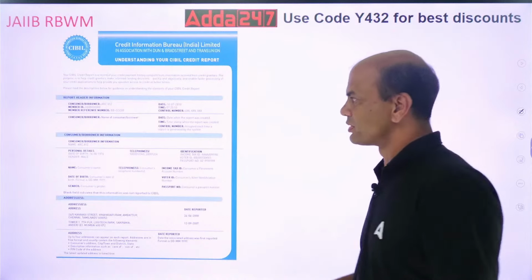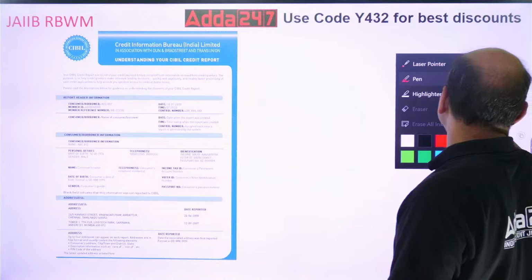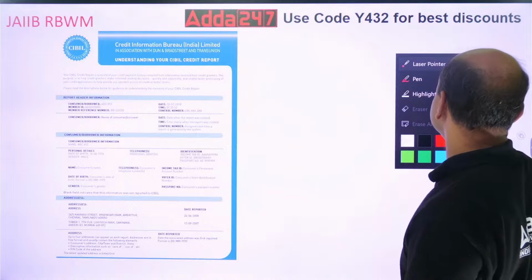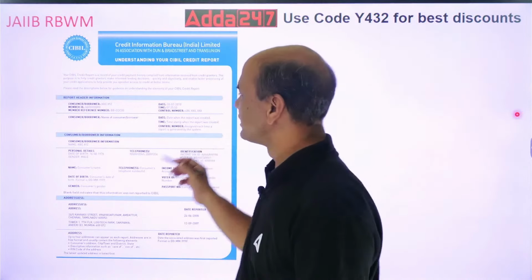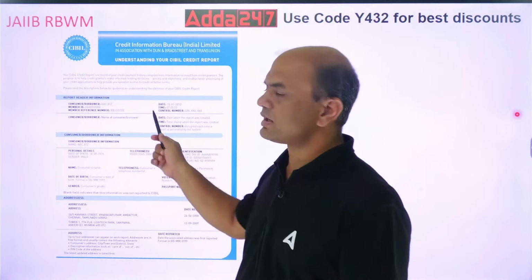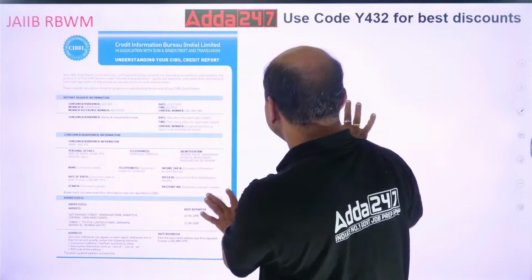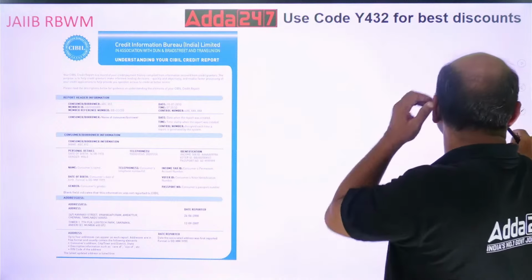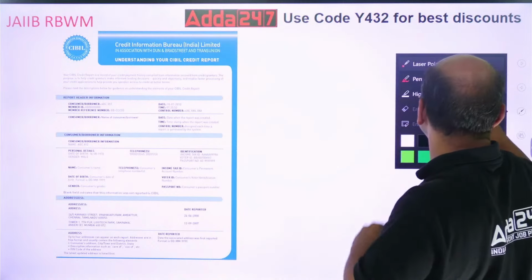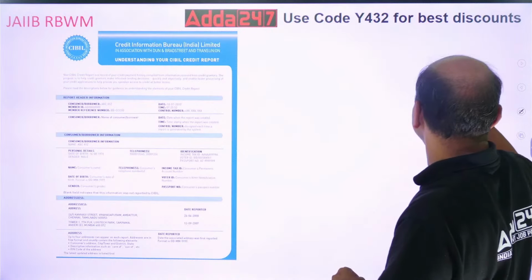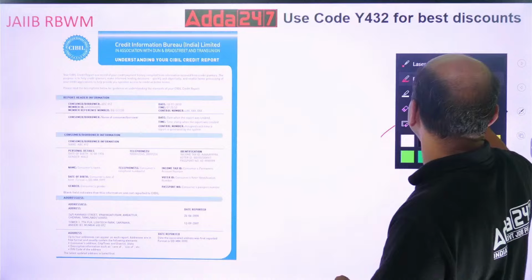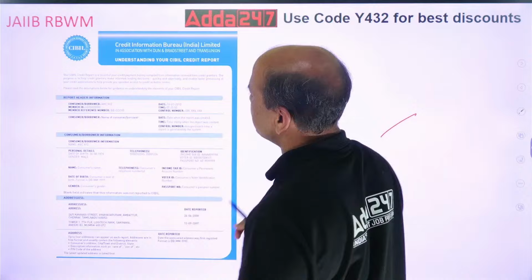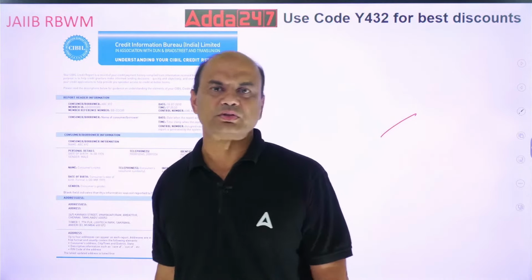See, this is the CIBIL report. This is what I wanted to show you. If you see this over here, kindly note, you are able to see the consumer details. You can get it on Google also. It's not expanding over here now.